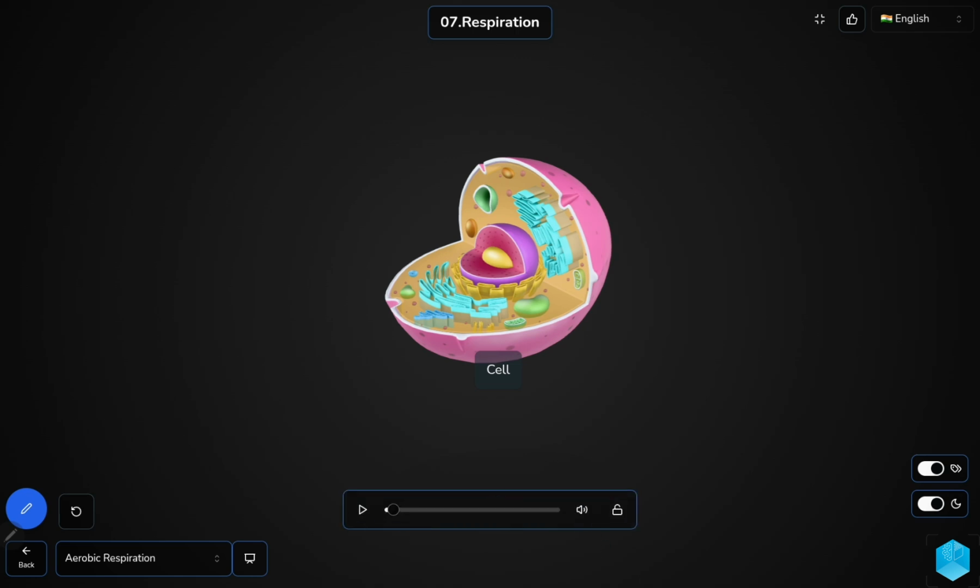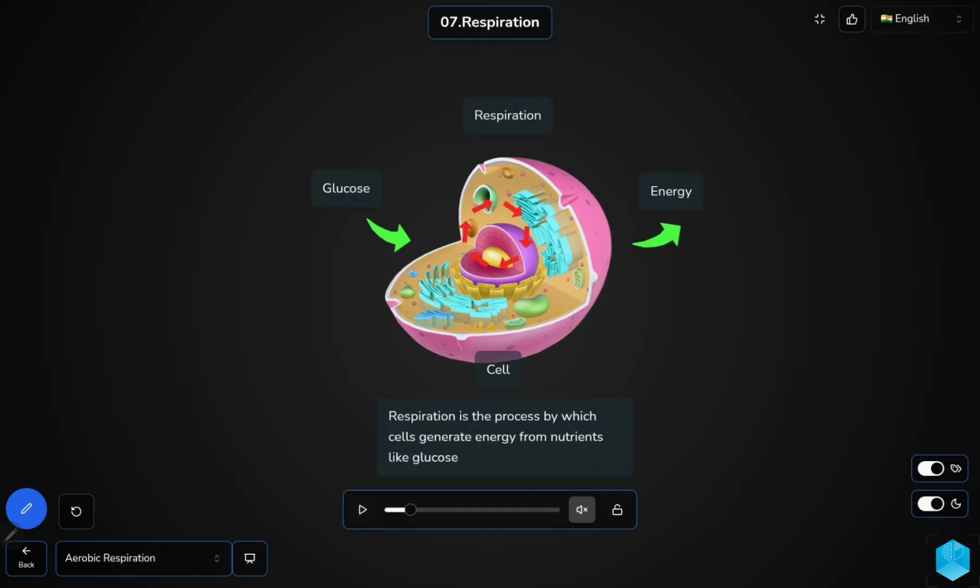Now here on the screen you can see a model of a cell. You all know there are different components of the cell. We have studied the components of the cell in our previous topics or classes. During respiration, energy is produced from nutrients like glucose. So respiration is a process by which cells generate energy from nutrients like glucose. Glucose, which is obtained through digestion, is utilized to produce energy.